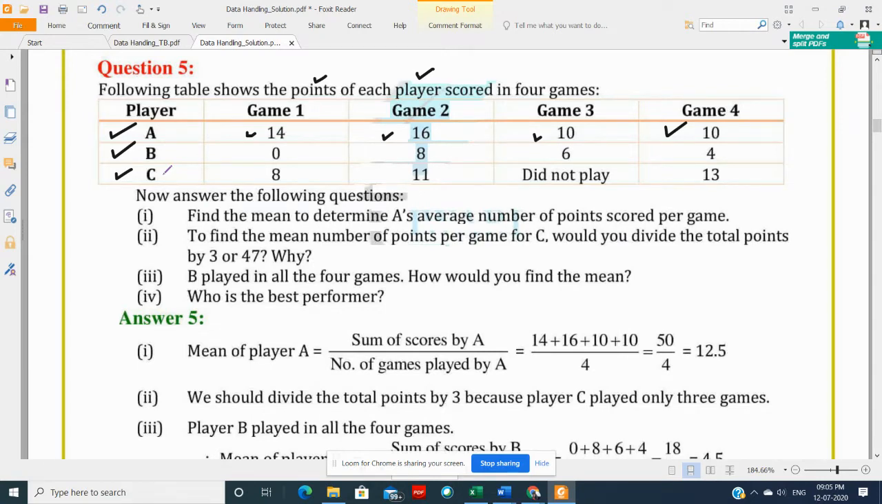Maybe let's see what we are being asked. देखते हैं. तो find the mean to determine A's average. Okay, तो पहला क्वेश्चन हमें पूछा है A के बारे में, right? A's average number of points scored per game. मतलब पहले हमें A के एवरेज पॉइंट्स कैलकुलेट करने हैं.